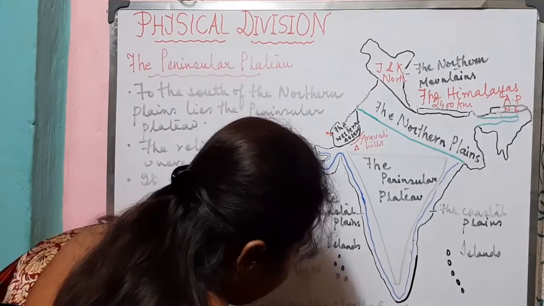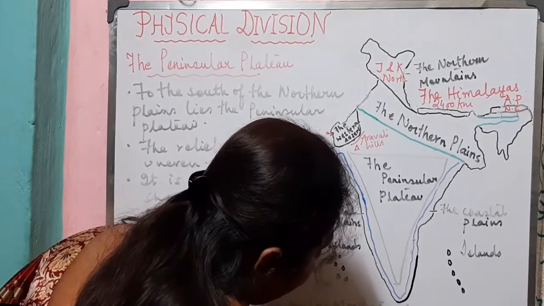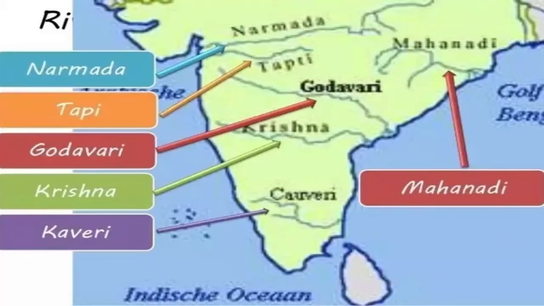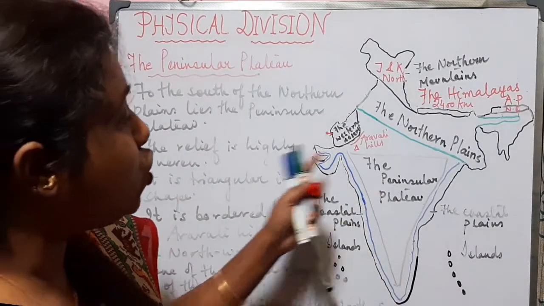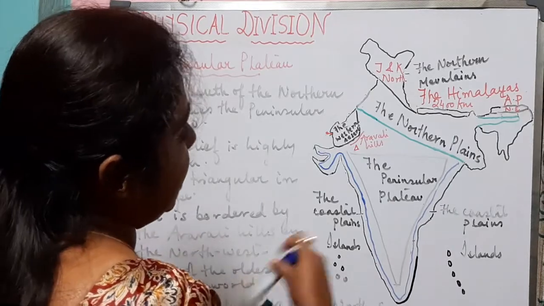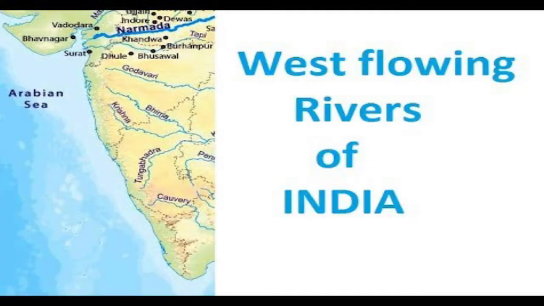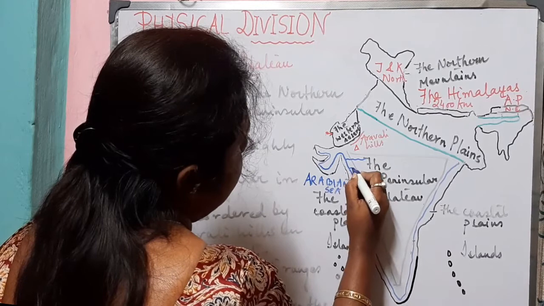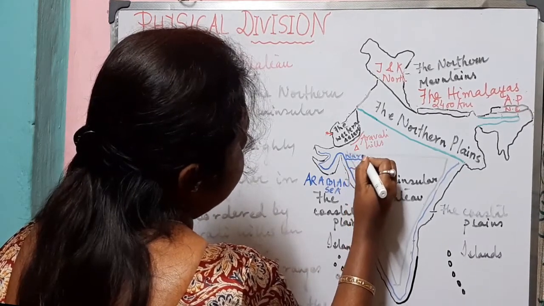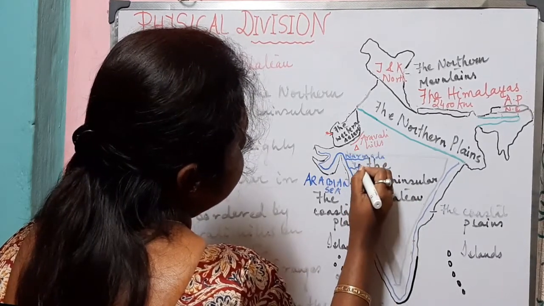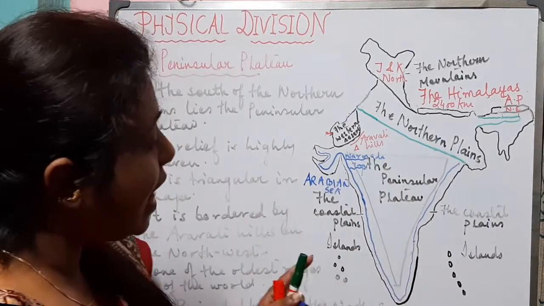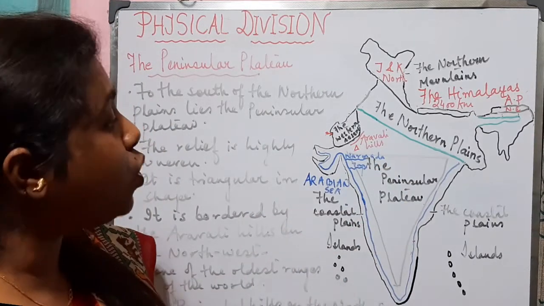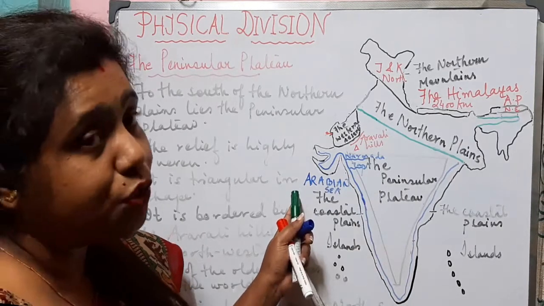The Narmada and Tapi are known as the west flowing rivers as they flow from east to west and they drain into the Arabian Sea. Here we have Narmada and Tapi. So Narmada and Tapi are the two rivers that flow from east to west and drain into the Arabian Sea.